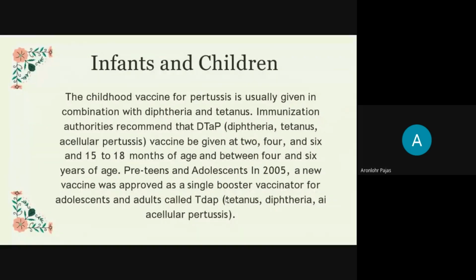The childhood vaccine for pertussis is usually given in combination with diphtheria and tetanus. Immunization authorities recommend that DTaP, or diphtheria tetanus acellular pertussis vaccine, be given at 2, 4, and 6 and 15 to 18 months of age and between 4 and 6 years of age. Noong 2005, isang bagong bakuna ang inaprubahan bilang isang solong booster vaccine para sa mga kabataan at matatanda na tinatawag na Tdap or tetanus diphtheria acellular pertussis.